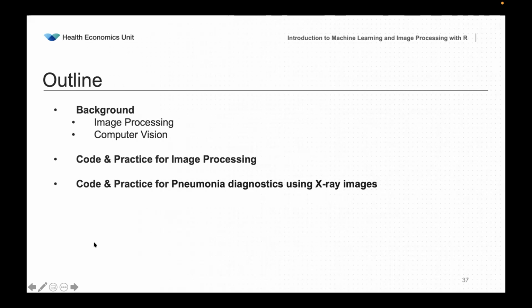During this talk, I'm going to explain the background of image processing and computer vision, and then a bit of code and practice for image processing, especially how we can transform and manipulate images in R. Last is code and practice for pneumonia diagnosis using X-ray image classification. It is about classifying whether someone has pneumonia or not by looking at their X-rays.